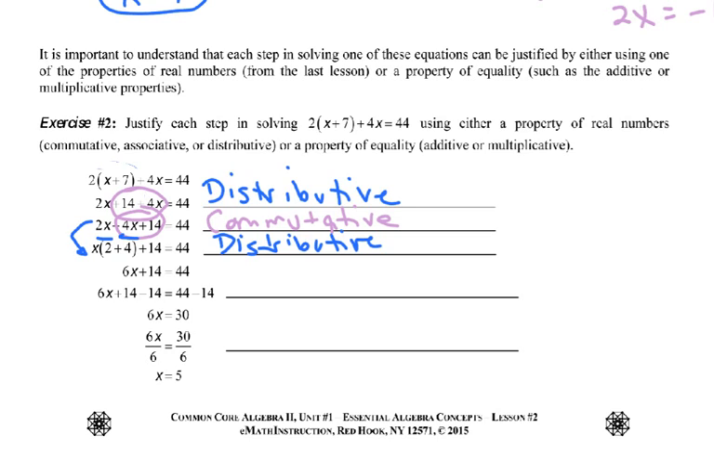Now that we have this distributive taken care of, 2 and 4 are simply added together to make 6x in this step. You'll notice then that 14 is subtracted from both sides in order to get the x value by itself. This is considered to be the additive property of equality.